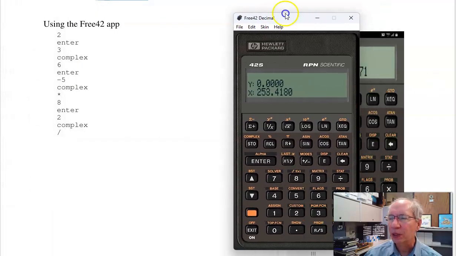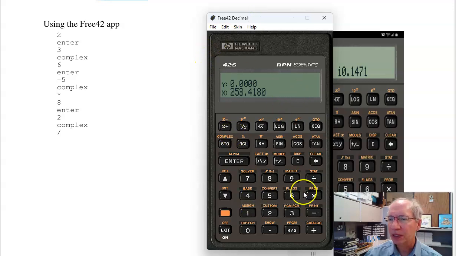So here's kind of how it works. HPs are a little bit weird. There is no equals button. To use them, I use the stack. So to add, I have to put the numbers on the stack. So if I want to say 2 plus 3, say 2, enter 3.